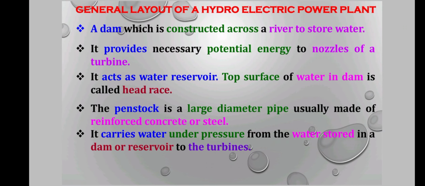A dam is constructed across a river to store water. It provides the necessary potential energy to the nozzles of a turbine. It acts as a water reservoir. The top surface of water in the dam is called the head race. The penstock is a large diameter pipe usually made of reinforced concrete or steel. It carries water under pressure from the dam or reservoir to the turbines.